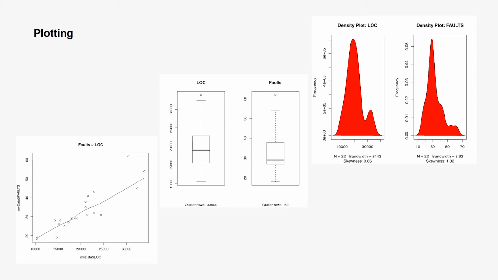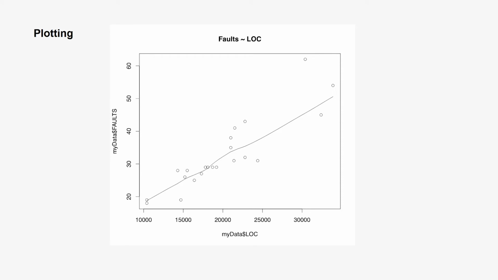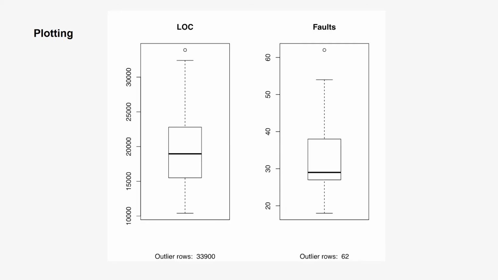So what do we see in these plots? Let's go from left to right. The scatter plot suggests that there is a linearly increasing relationship between lines of code and faults. We like that, since it is additive and linear.